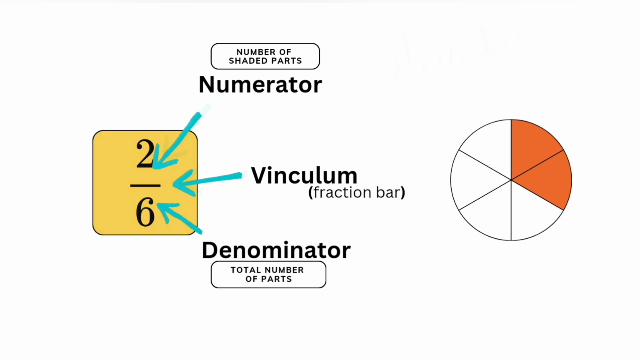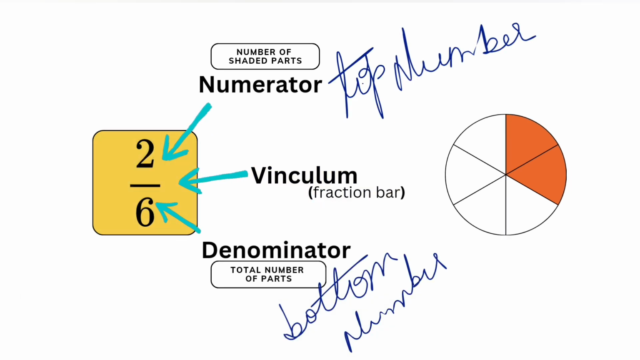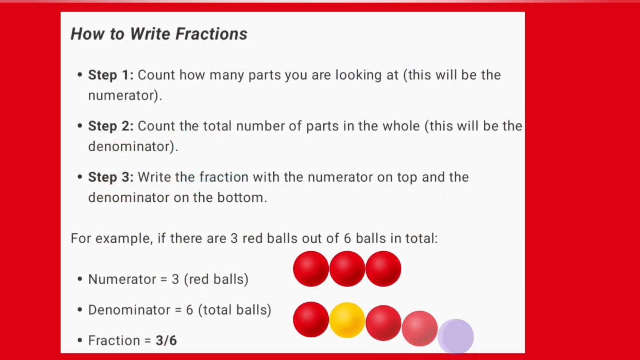In general, we call it the fraction bar. So the numerator is the top number, the denominator is the bottom number, and the fraction bar is the line in the middle. Let's revise quickly how to write fractions.